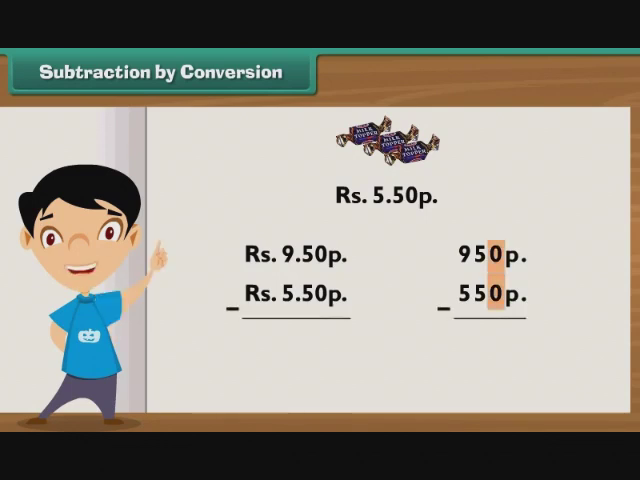0 minus 0 is equal to 0. Write 0 under 0, 0 column. 5 minus 5 is equal to 0. Write 0 under 5, 5 column. 9 minus 5 is equal to 4. Write 4 under 9, 5 column. So the amount left with Ravina is 400 paise, that is 4 rupees.